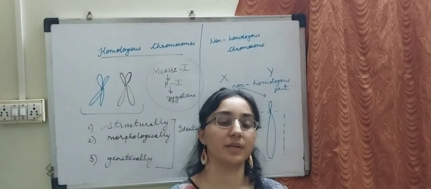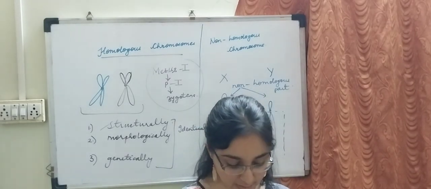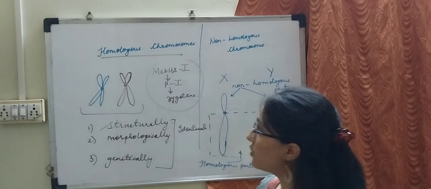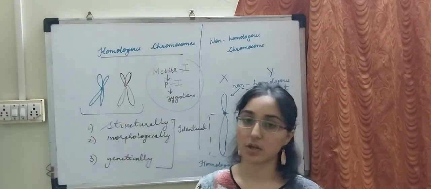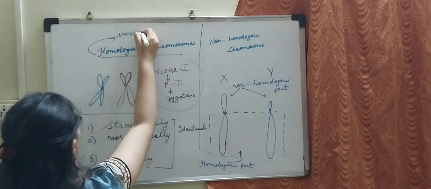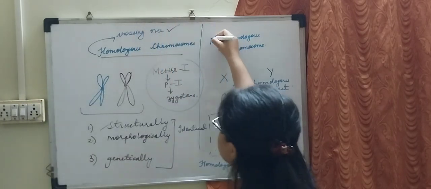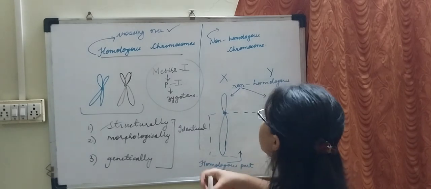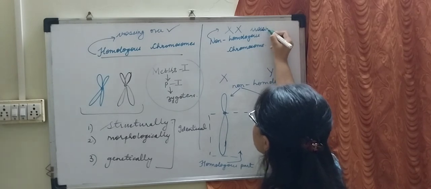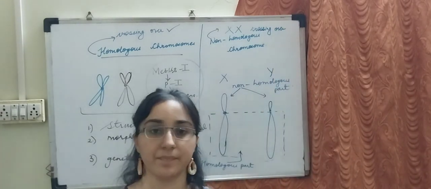The further difference between non-homologous and homologous chromosomes is the crossing over. I will speak about the crossing over concept soon, and the concept will be clear. So homologous chromosomes undergo crossing over. Okay, so these chromosomes undergo crossing over. But these chromosomes, they don't undergo crossing over.